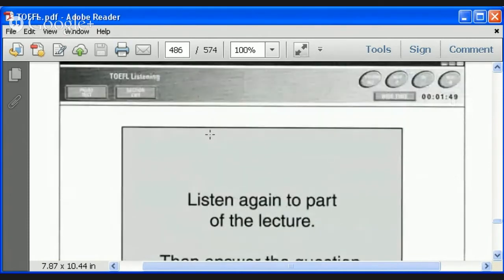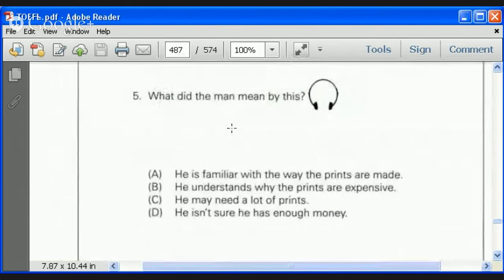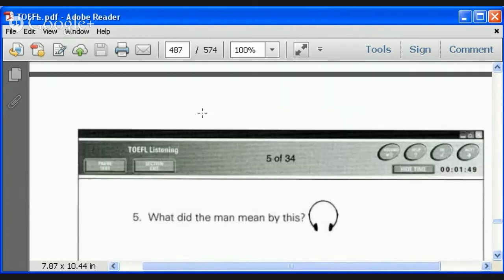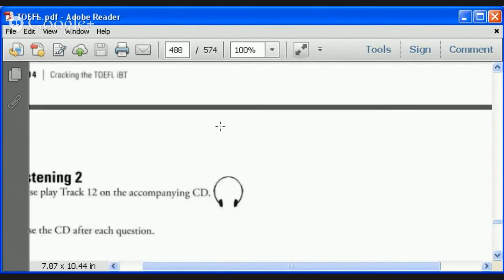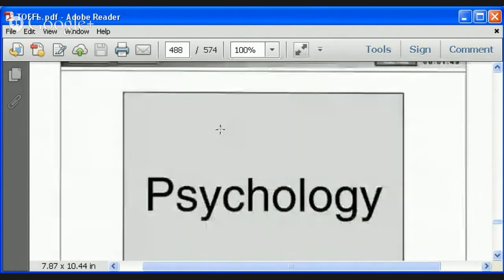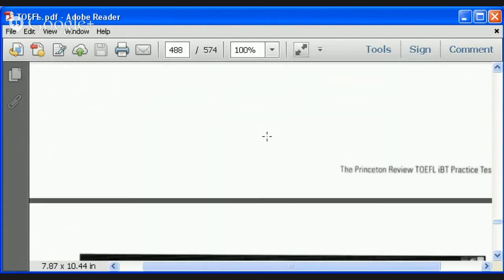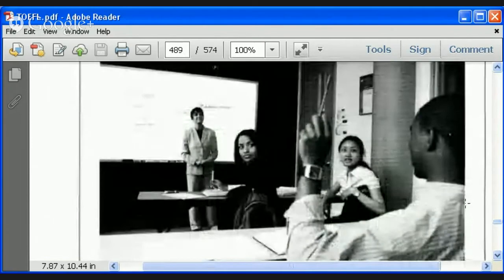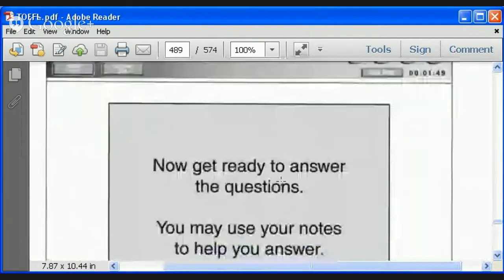Okay. Then listen to part of the lecture. Okay. Oh, what is the part of the lecture? Oh, okay, we'll skip this one. I do not know. Okay, here we go. Psychology. Let's try listening to a lecture and then answering the questions.